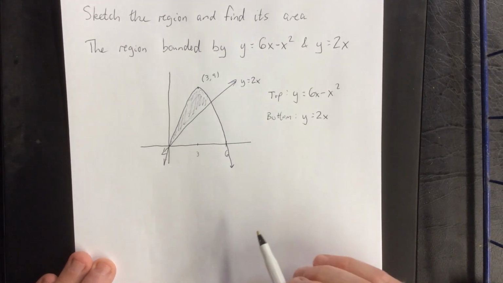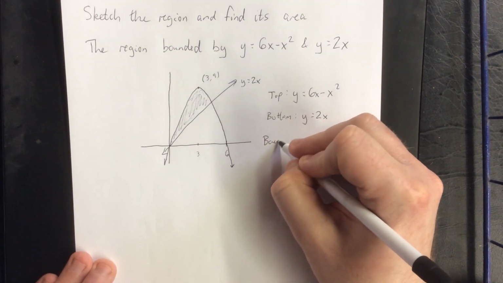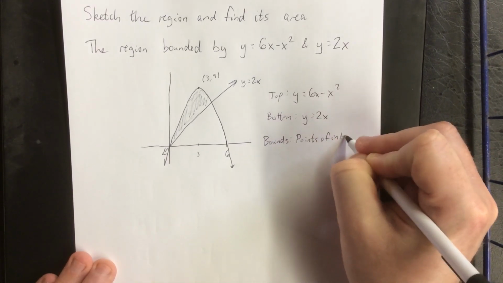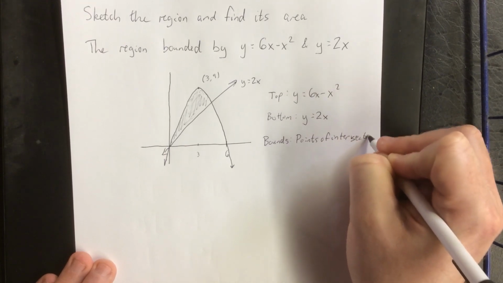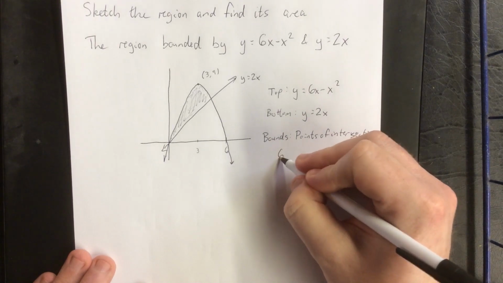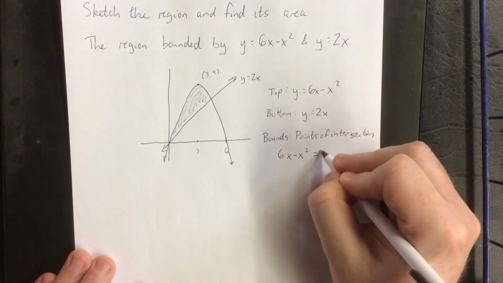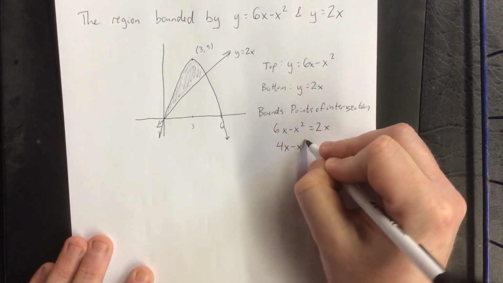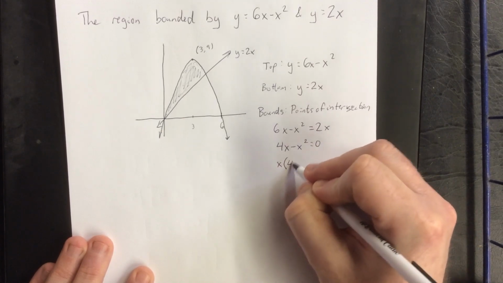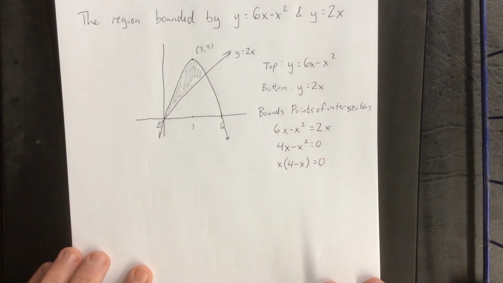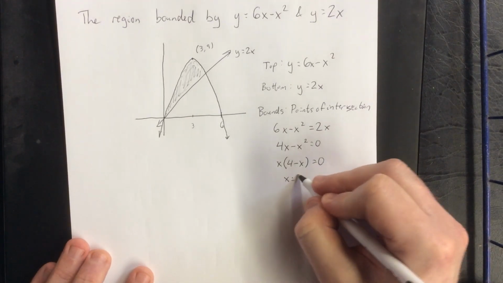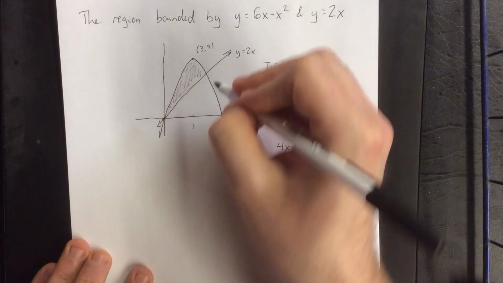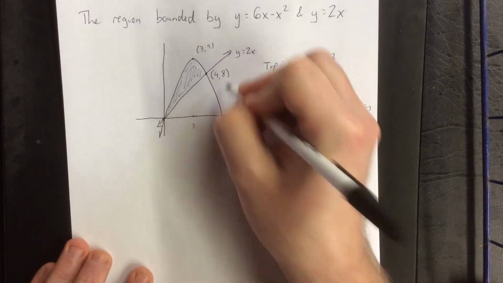Now, with those things in mind, for the bounds, we were not given bounds, so we'll be looking for points of intersection. To find points of intersection, we set these two equal to each other. 6x minus x squared is equal to 2x. Subtracting 2x from both sides will give us 4x minus x squared is equal to 0. And factoring out a common factor of x gives us that x times (x minus 4) is equal to 0. This lets me know that the 2 points of intersection will be at x equals 0 and x equals 4. So we kind of already predicted x equals 0, but now we know that there will be a point of intersection at x equals 4 as well.